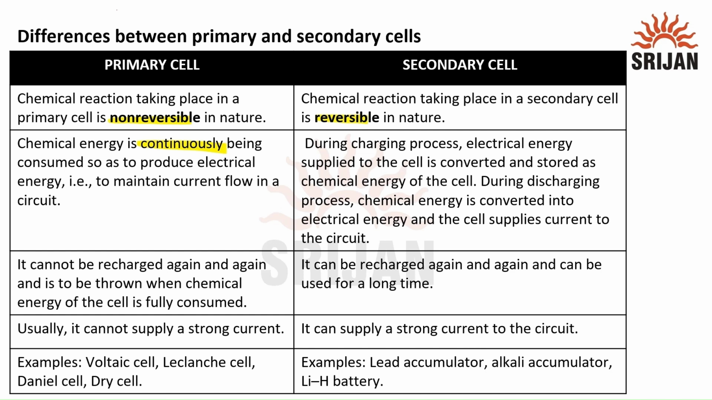As in the primary cells the chemical reactions are non-reversible in nature, they cannot be recharged again and again and are to be thrown away when the chemical energy of the cell is fully consumed. But the secondary cells can be recharged and used for a long time. Primary cells cannot supply a strong current, whereas secondary cells can supply a strong current. Examples of primary cells are voltaic cell, Leclanché cell, Daniell cell, dry cell, whereas examples of secondary cells are lead accumulator cell, alkali accumulator, lithium ion battery.